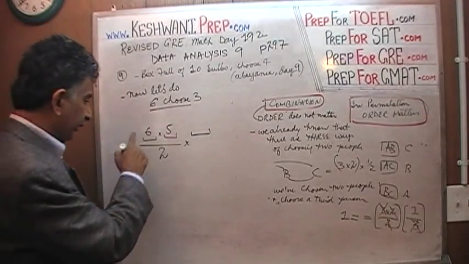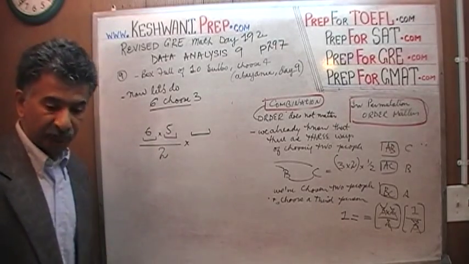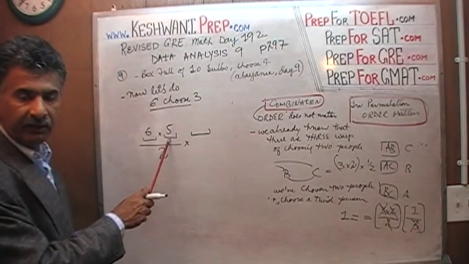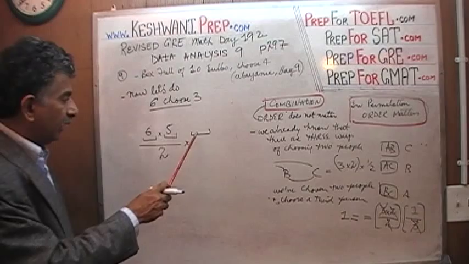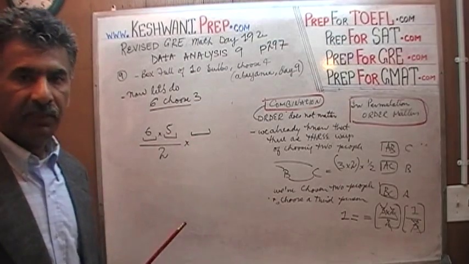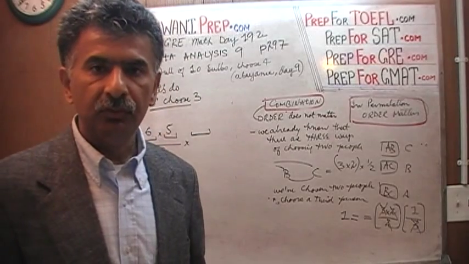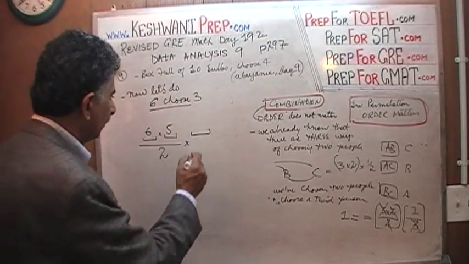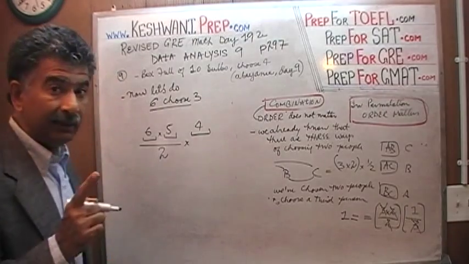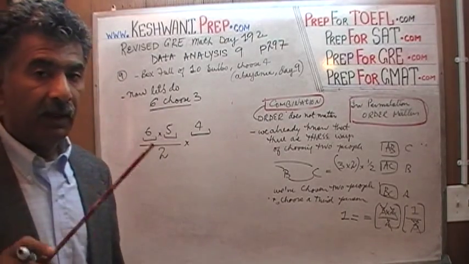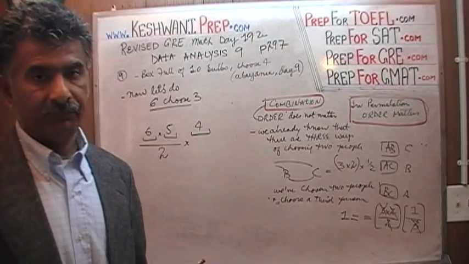How many different ways can we pick a third person? Well, there were 6 ways to pick a first person. There were 5 choices to pick a second person. Once we have chosen a second person, how many ways do we have to pick a third person? The answer is 4, because there are still 4 more people left once we have chosen 2 out of 6. So there are 4 ways to pick a third person. But then we should immediately realize that as soon as you start picking a third person, everything begins to be counted 3 times.